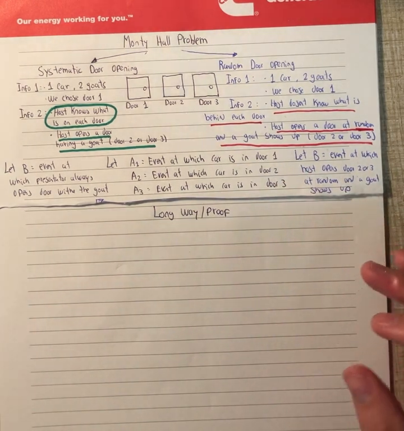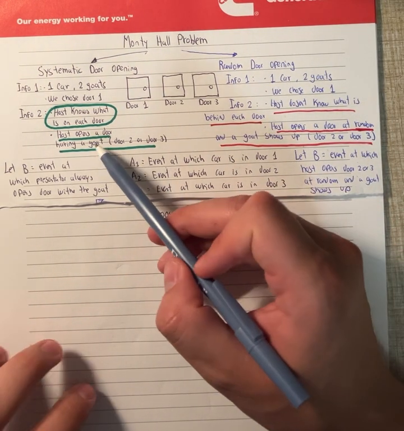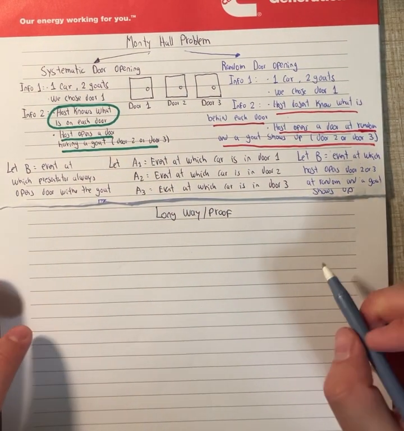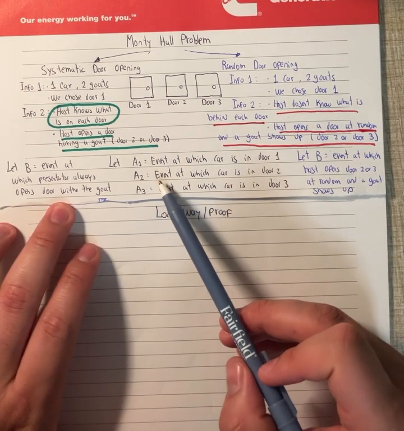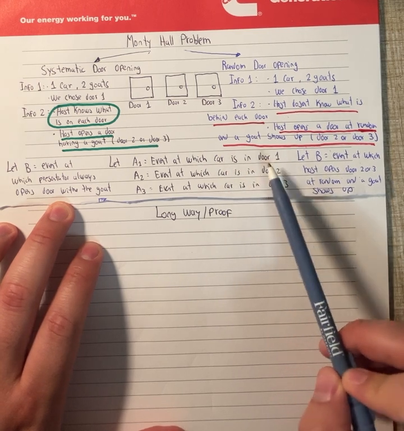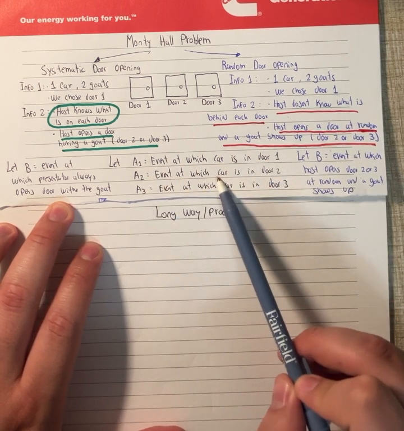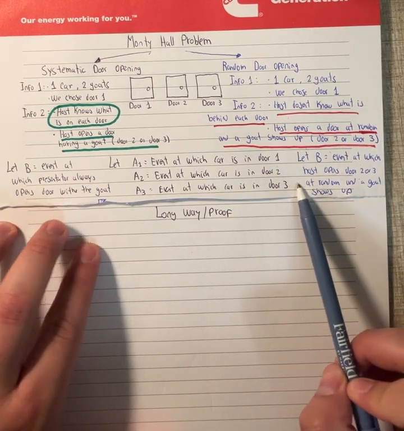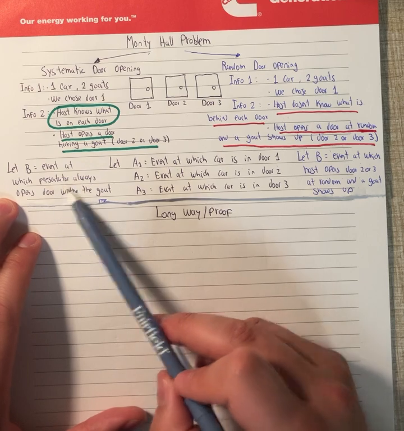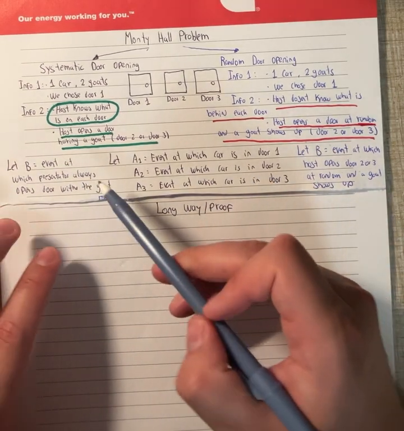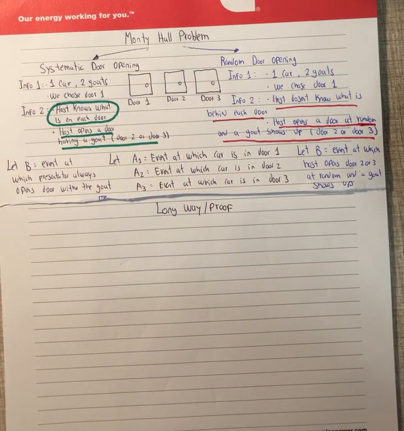Okay, so let's start with the first one that was shown in the movie. Let A1 be the event that the car is in door 1, let A2 be the event that the car is in door 2, and let A3 be the event that the car is in door 3, and let B be the event that the host always opens the door with the goat, meaning that the host is biased and has that systematic door opening that we talked about earlier.